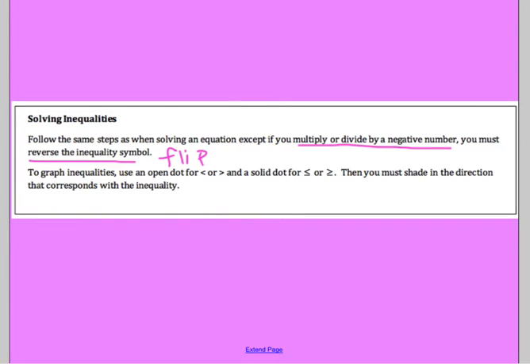Okay, so if you multiply or divide by a negative and you had a greater than sign, you've got to flip it and it's going to become a less than sign. Okay, biggest thing to remember. To graph inequalities, use an open dot for less than or greater than.